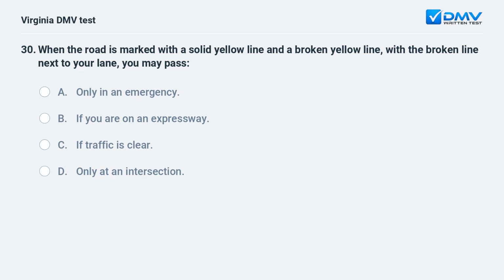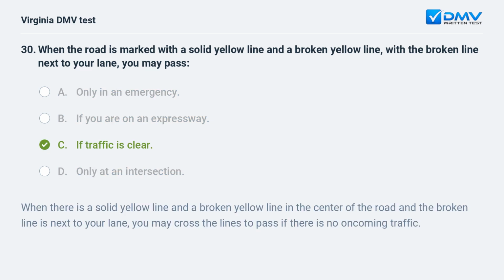When the road is marked with a solid yellow line and a broken yellow line, with the broken line next to your lane, you may pass. A. Only in an emergency. B. If you are on an expressway. C. If traffic is clear. D. Only at an intersection. C. If traffic is clear.